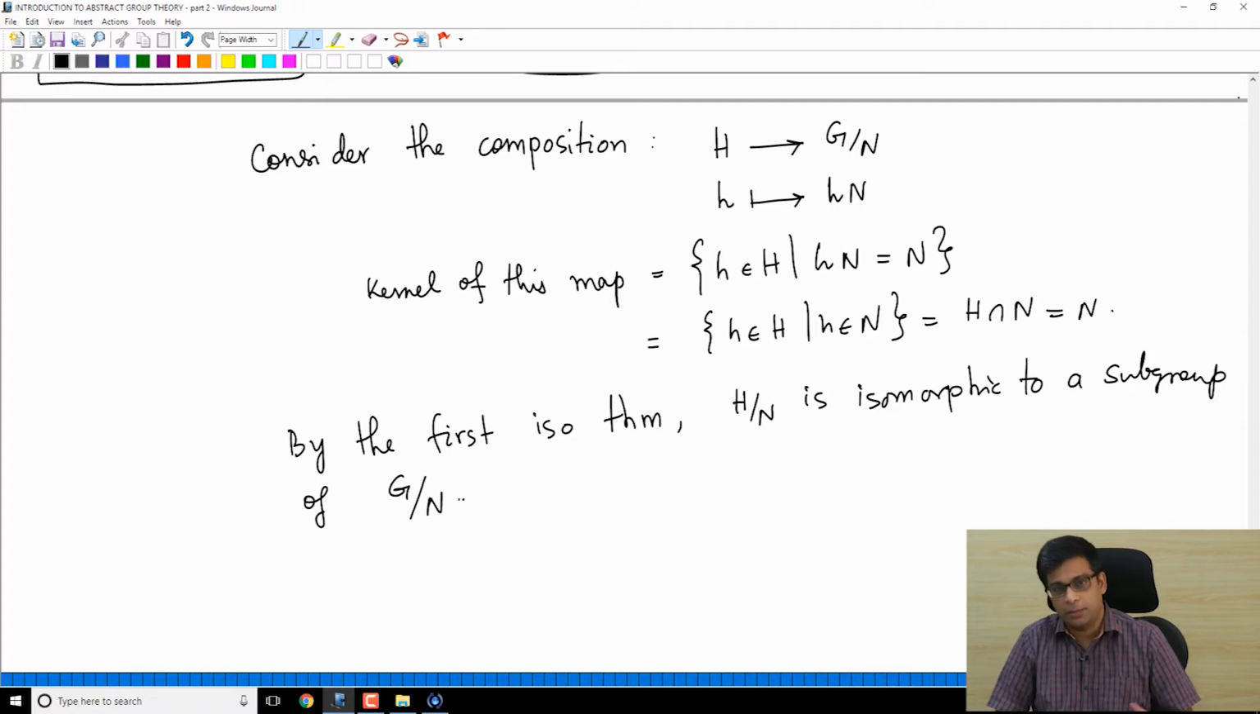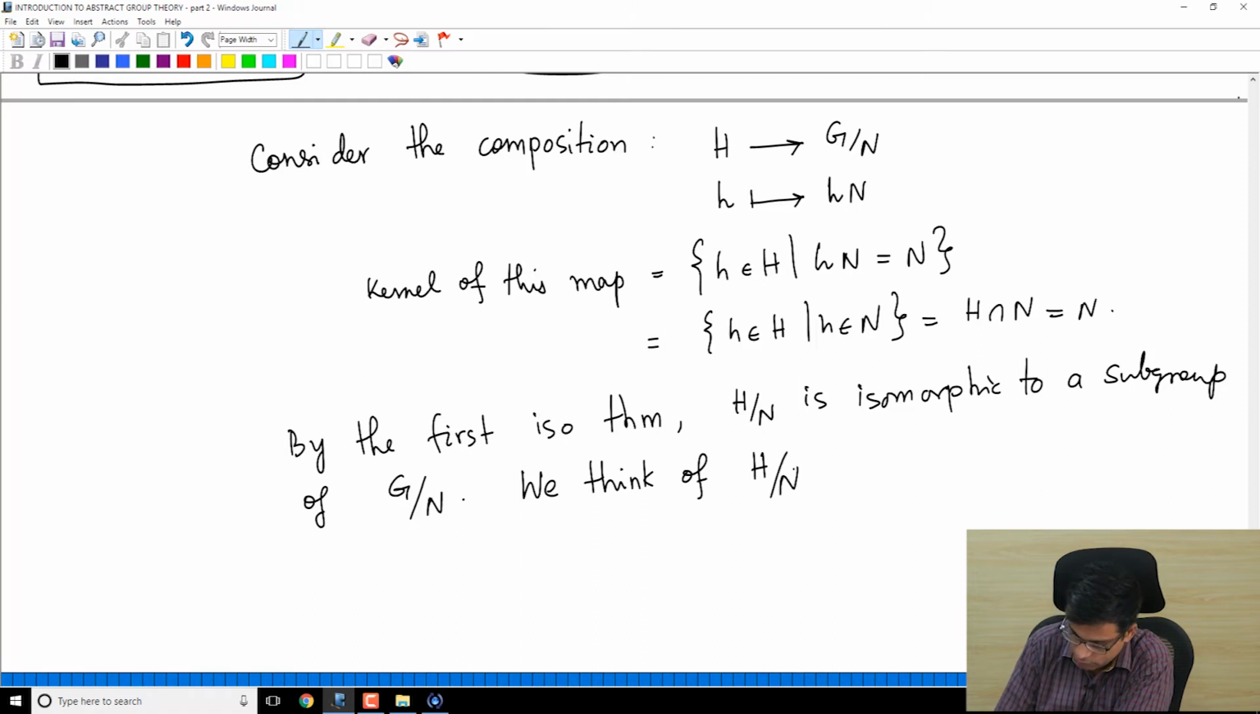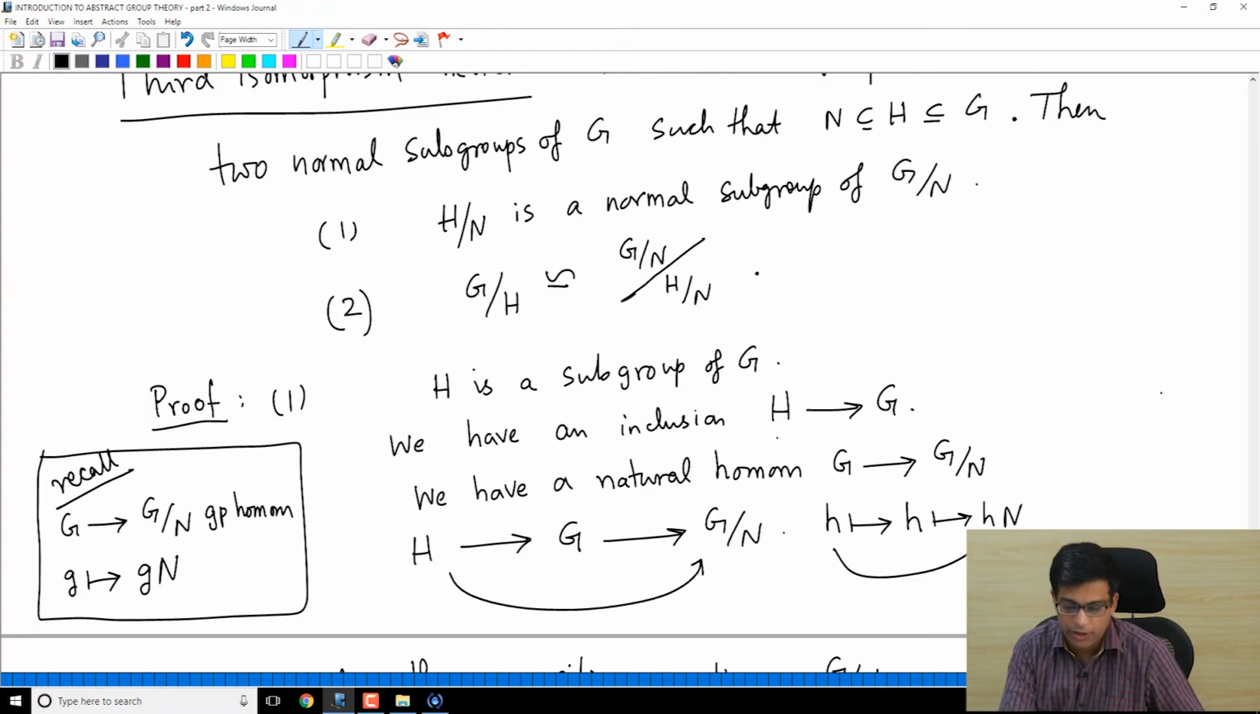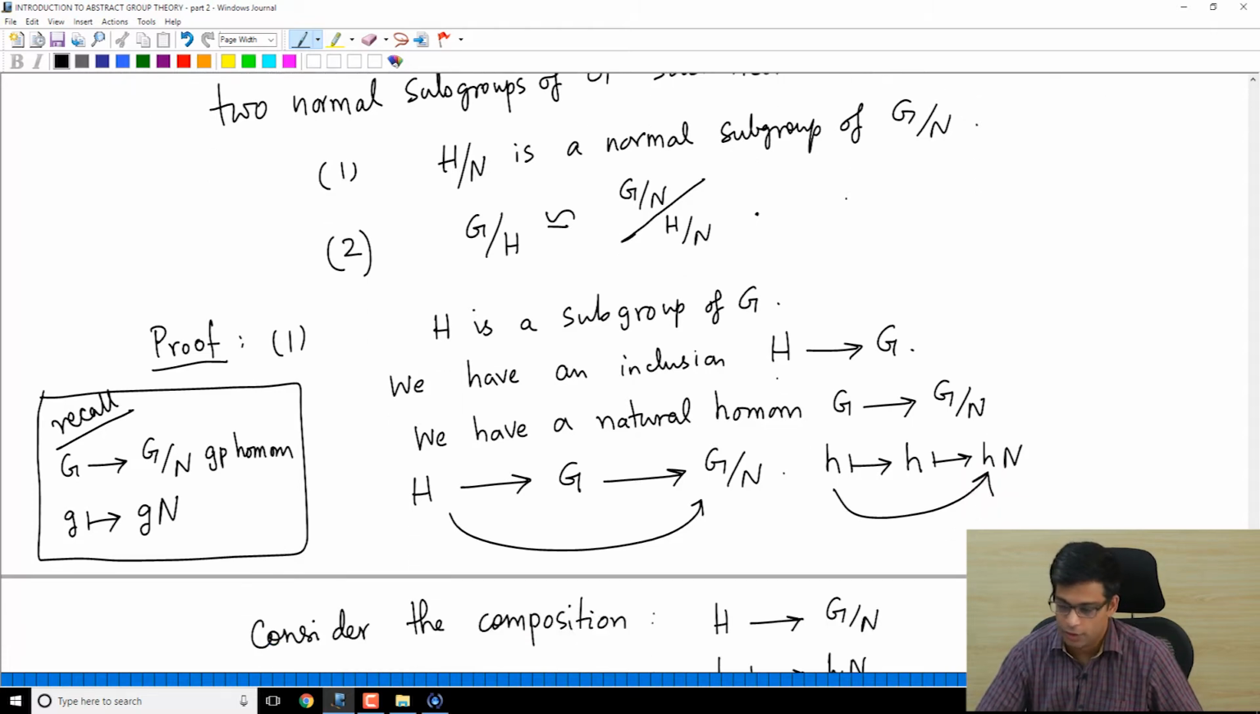And as I have remarked in a previous video, after I did the first isomorphism theorem, if you have a situation like this, the technically precise statement is H mod n is isomorphic to a subgroup of G mod n, but we can think of H mod n as a subgroup of G mod n. We are claiming in the first part of the theorem that H mod n is a normal subgroup of G mod n. I have justified that it is a subgroup of G mod n. Now we have to show that it's a normal subgroup.